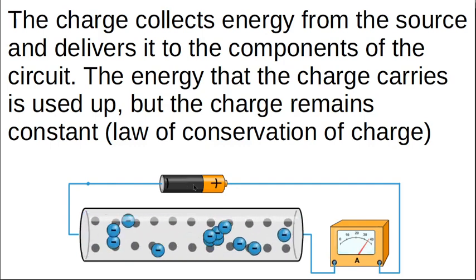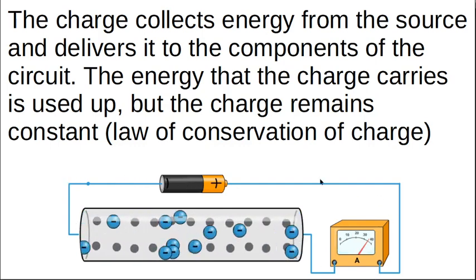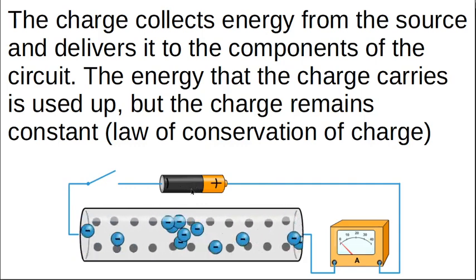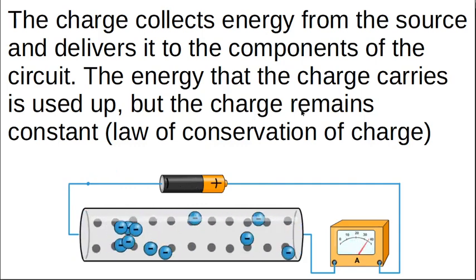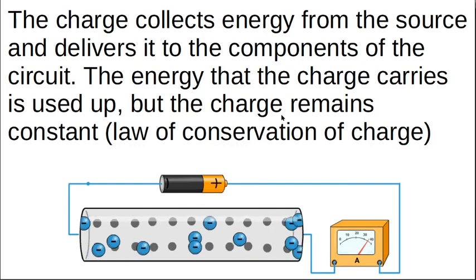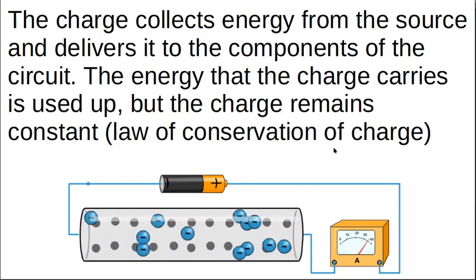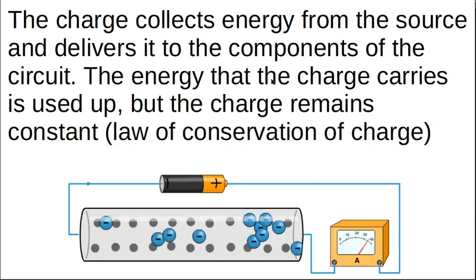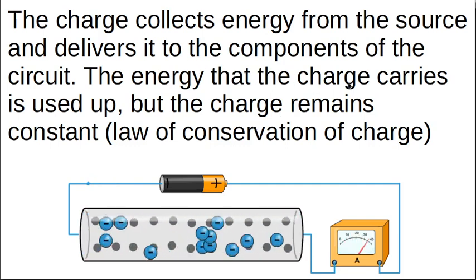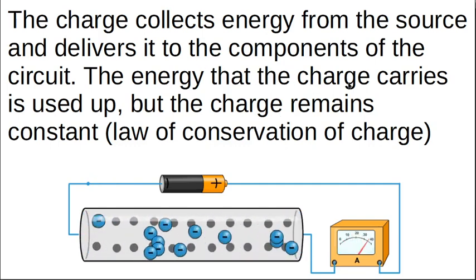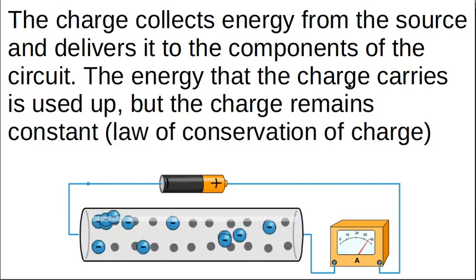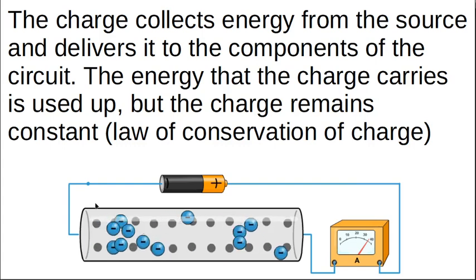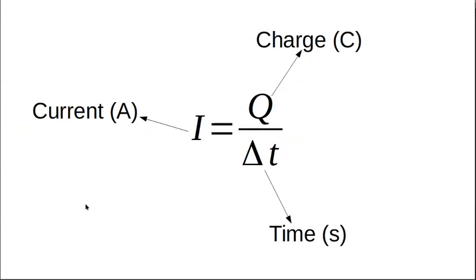So what happens is electrons leave here, they go through the circuit, they come back to the source. The charge remains constant. This is the law of conservation of charge. Nothing happens to the charge, but the energy that the charge is carrying gets used up. The resistors take the energy, but let the current carry on flowing.